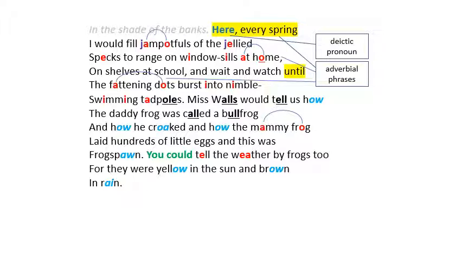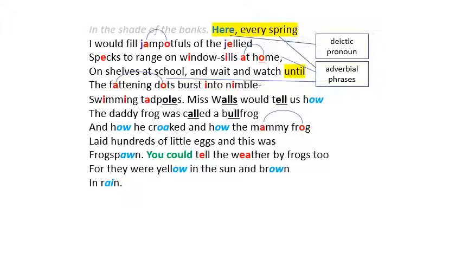The daddy frog was called a bullfrog. And then look at the second part where you get the longer vowels. Ow, O, ow, or, O, ow, A. Those longer sounds. The reassurance from the teacher that this is right, this is normal, this is fine.